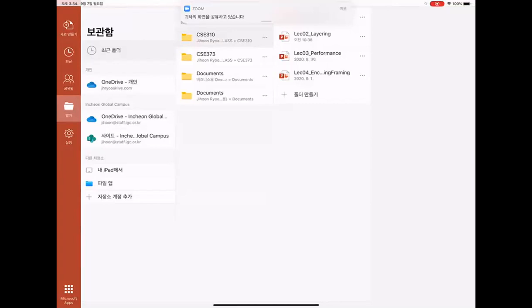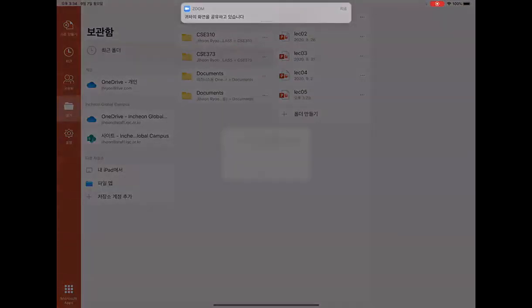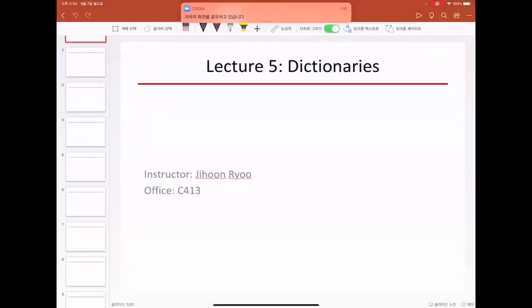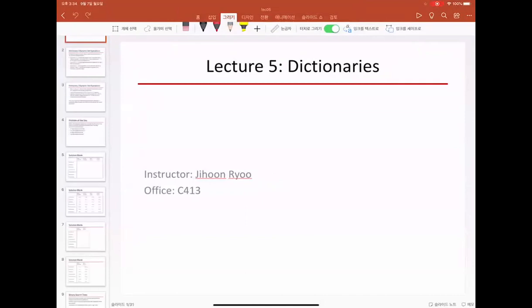Record on this computer. Hello, any questions so far?